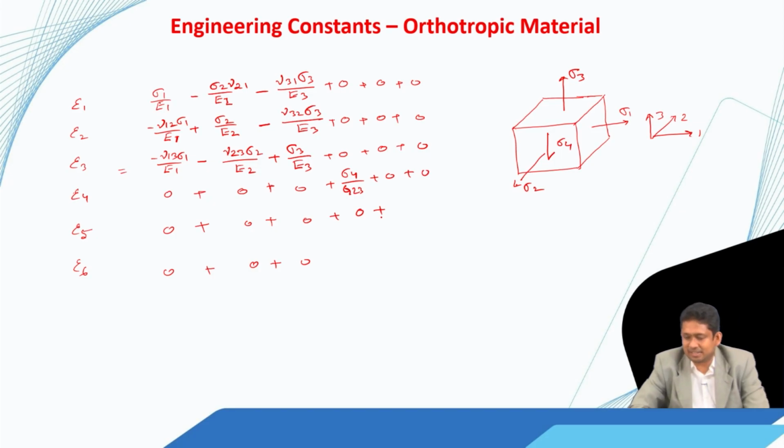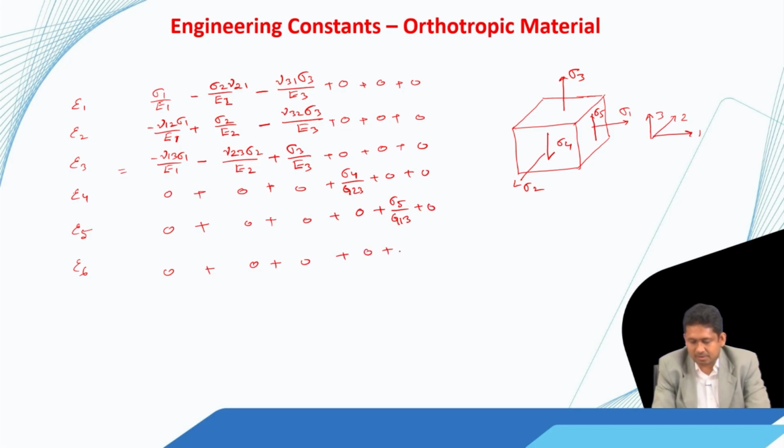And now, let us say that in the plane 1 3, this shear sigma 5 is also there. So, that will cause sigma 5 by G 1 3, and then we have a shear in the 1 2 plane. So, this is sigma 6, and that will cause sigma 6 divided by G 1 2.